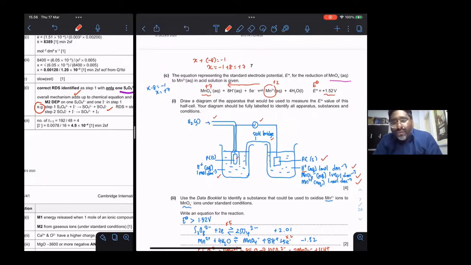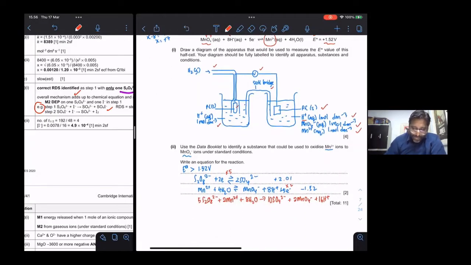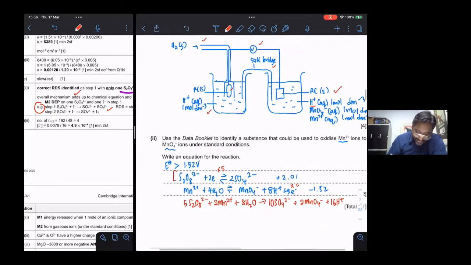So if you get that E cell, the standard reduction potential, which is greater than 1.52, then that half equation is going to go to the right. So you go and look at the data booklet, and I have actually looked at the data booklet and found that I've selected this. Maybe you just go through and see which one is suitable. But I have found out that this is going to be 2.01. And I'm selecting this.